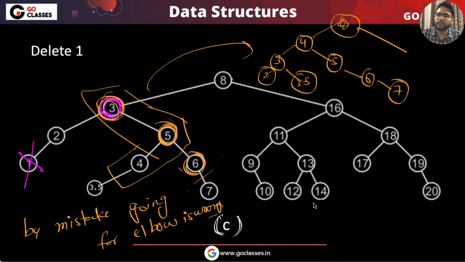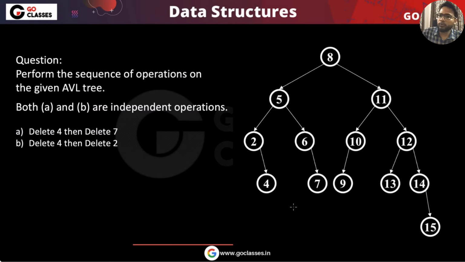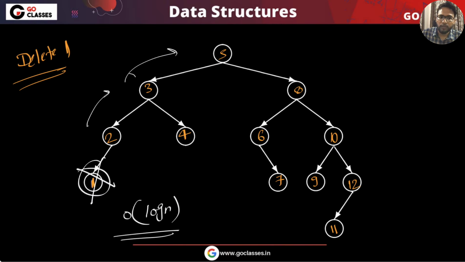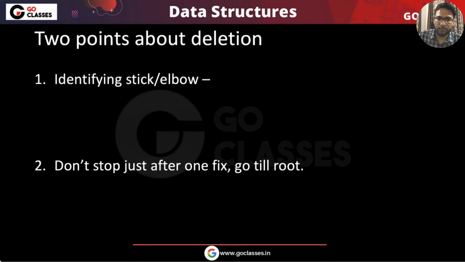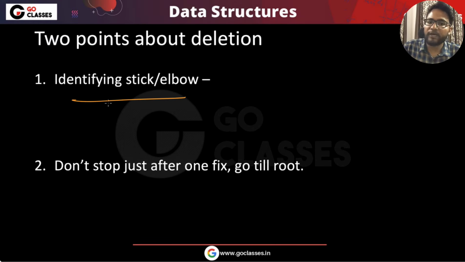Now it is up to the question whether the higher height is leading you to the stick or to the elbow. I hope you got these three examples. Now let's solve these two examples. Here I want to convey one other thing. These are the two things that I wanted to convey to you. One is identifying stick or elbow.